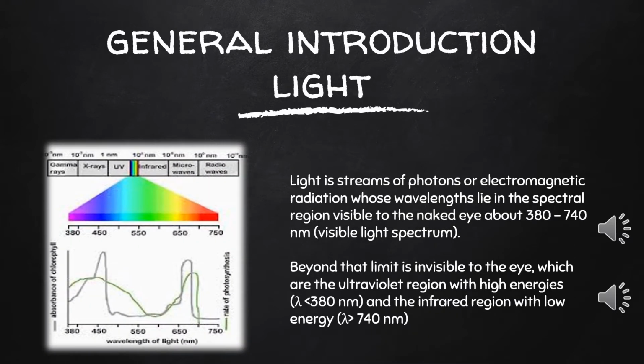Light is a stream of photons or electromagnetic radiation whose wavelength in the spectral region is visible to the naked eye, about 380 to 740 nanometers. Beyond that limit is invisible to the eye, which are the ultraviolet region with high energy and the infrared region with low energy.